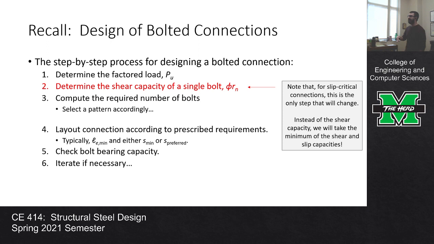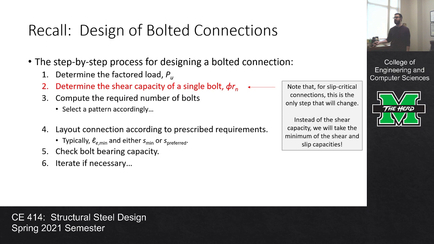And what we did last time is we looked at bearing type connections. So we determined the factored load, and then we determined the shear capacity of a single bolt, and divided to get the number of bolts. So if you have 200 kips on your connection and each bolt can hold up 20 kips, 200 divided by 20 is 10, and that's how many bolts you're using.